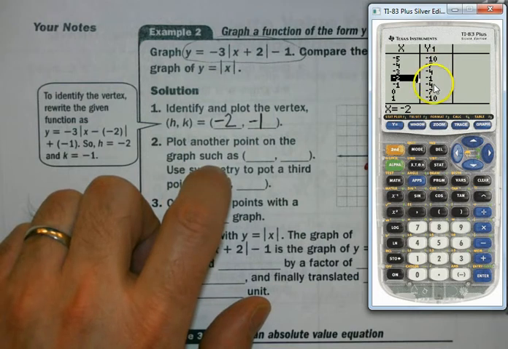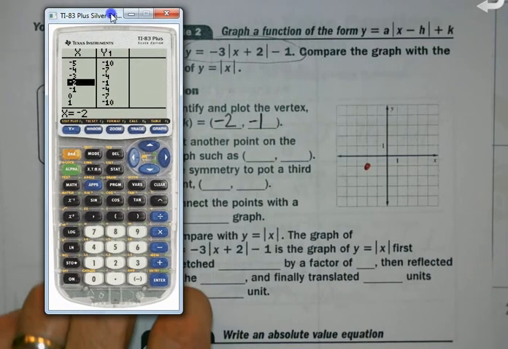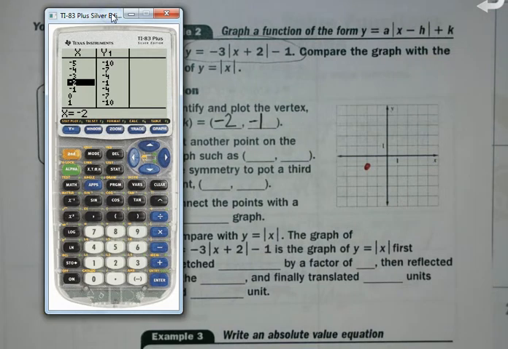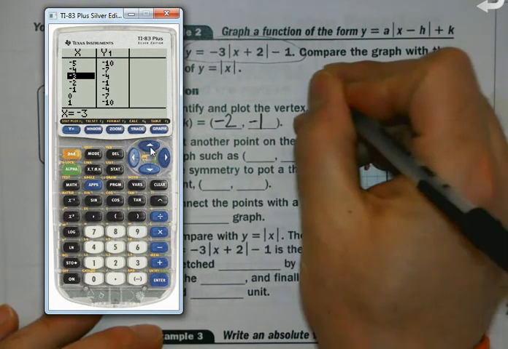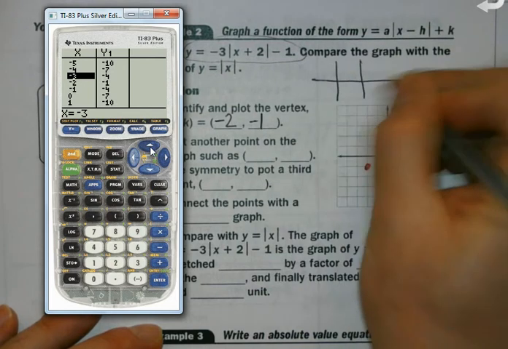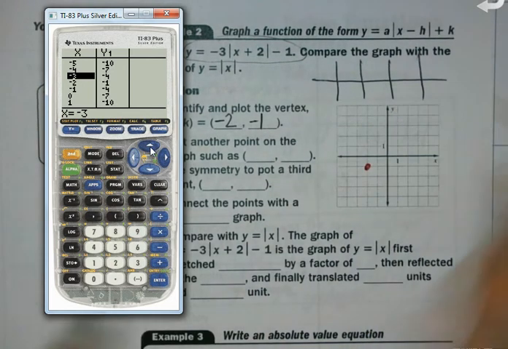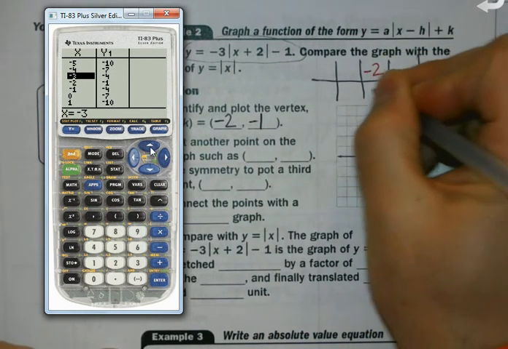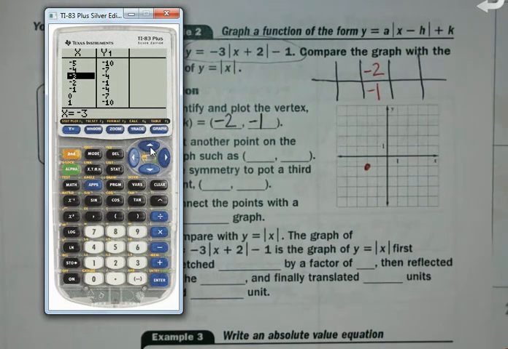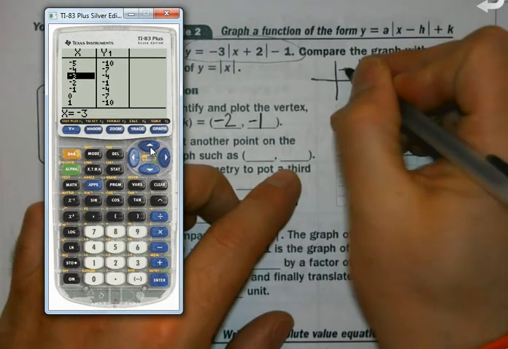Notice, there's the symmetry again. So once I have that, I'm just going to plot the extra points that I have. Now, if I want to draw my chart in, I'm never going to tell you that's a bad idea, especially if you're used to doing it. I'd put my vertex in the middle, and then I'd just start copying the other values that I see.